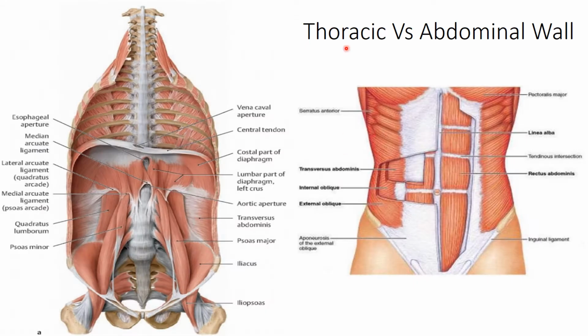Now let's compare these two walls of the trunk, thorax and abdomen. Thoracic wall and abdominal wall, the musculature are essentially the same, being external oblique, internal oblique, and transversus layer. So the arrangement is similar, only in case of the thorax they are interrupted by the presence of the ribs. In case of abdomen, this is a continuous layer.